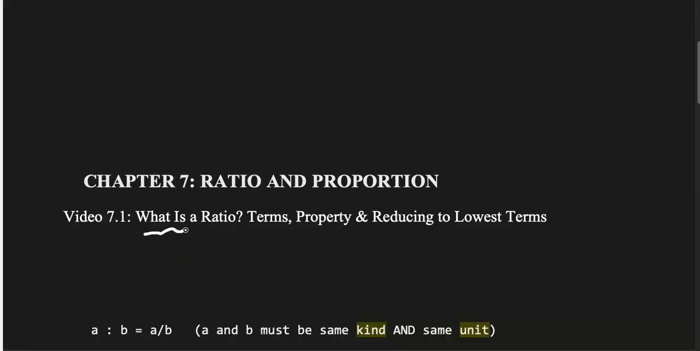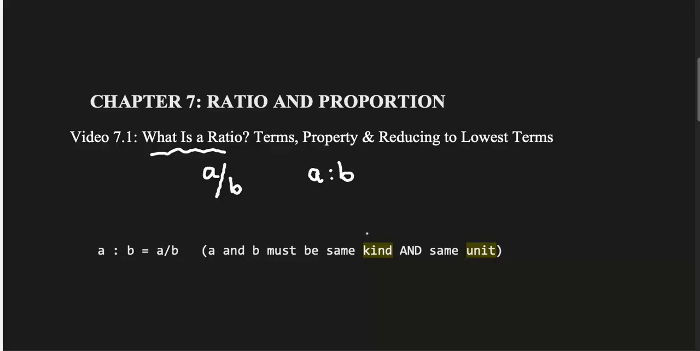Let's start with this basic question: what is a ratio? If A and B are two non-zero quantities of the same kind in the same units, then the fraction A/B is called the ratio A to B, or simply you can say A is to B. So this is a ratio, another form of fraction. Here A and B must be the same kind and the same unit. This is very important. These two big conditions are same kind of quantity and same units.